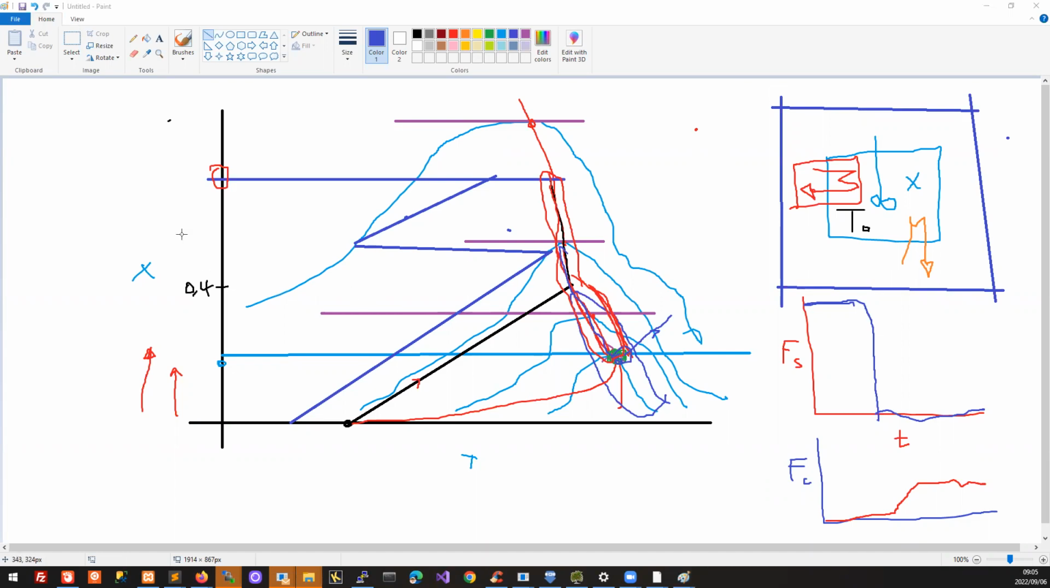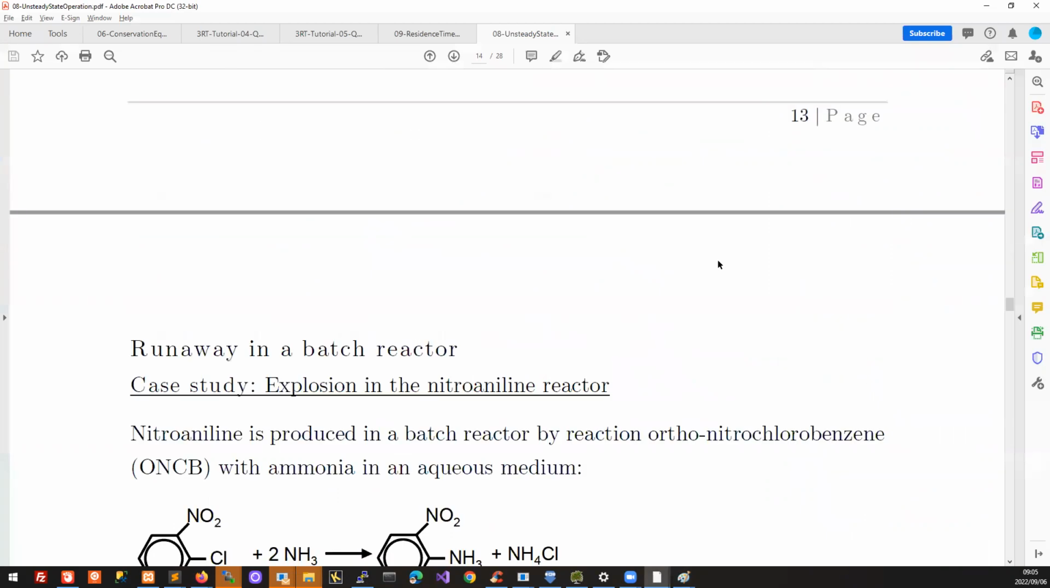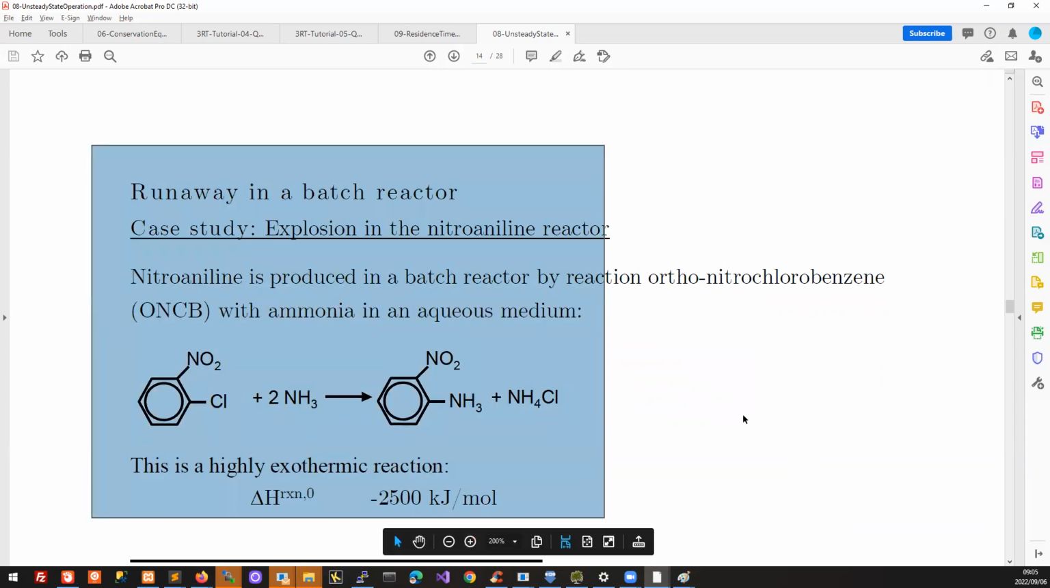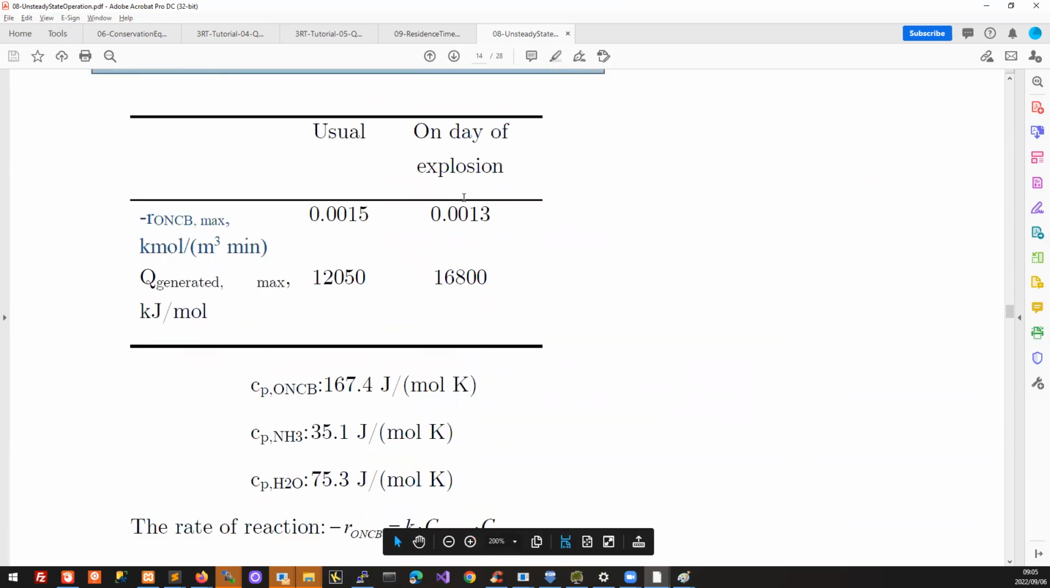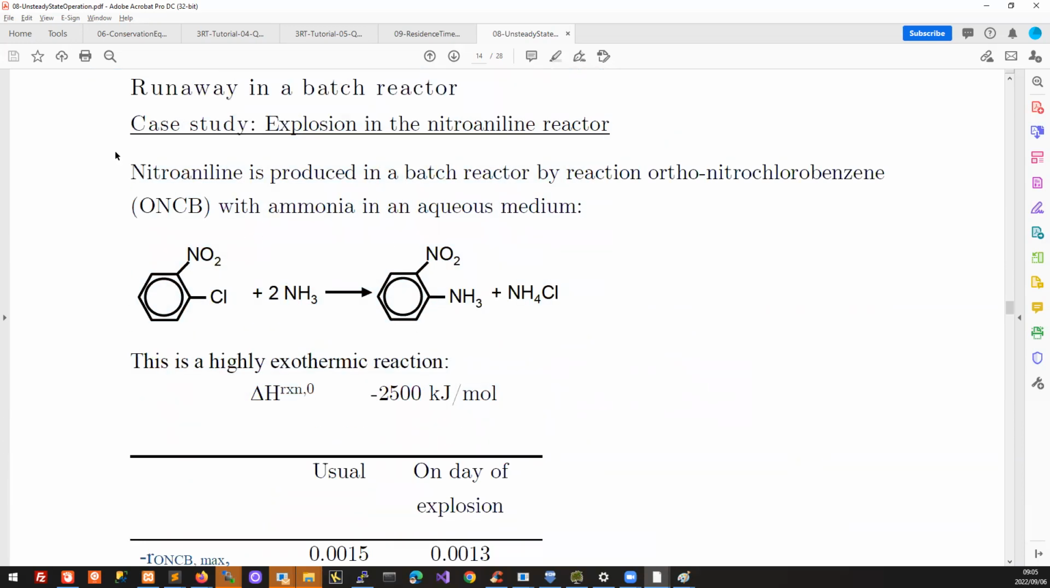And in the tutorial, there are new tutorial files in Dropbox. You've got some nice examples of that. There are some other nice case studies in the notes here. So also new sets of notes 0.08 unsteady state energy balance. Here's a real world case study where there was an explosion in a nitroaniline reactor.